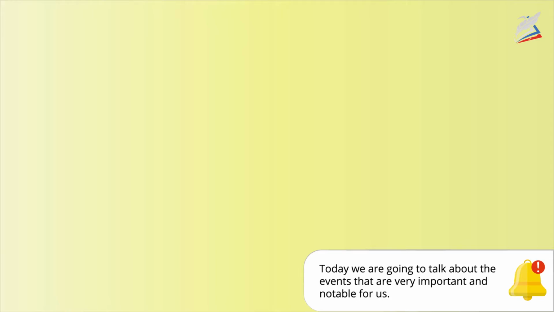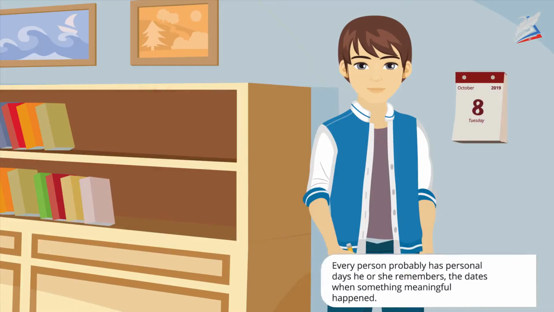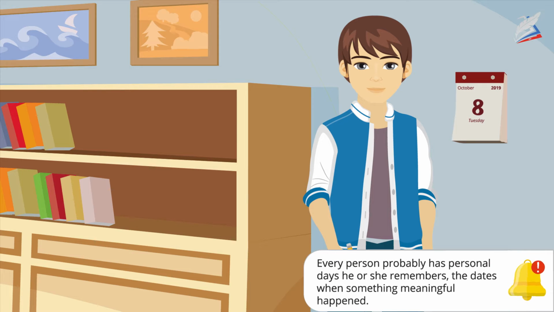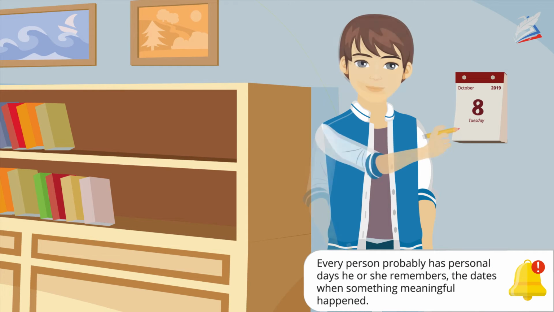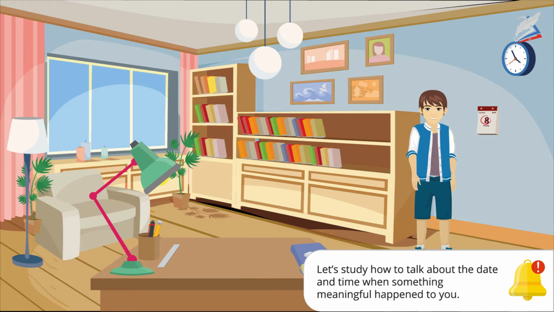Today, we're going to talk about the events that are very important and notable for us. Every person probably has personal days he or she remembers, the dates when something meaningful happened. Sometimes we mark these dates in calendars with the color red. Sometimes we just keep them in our memory. Let's study how to talk about the date and time when something meaningful happened to you.